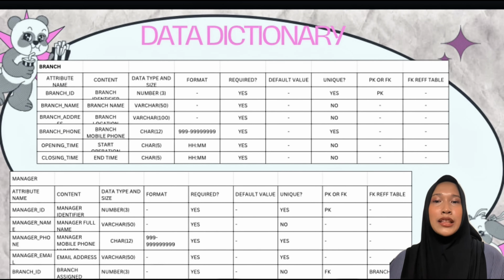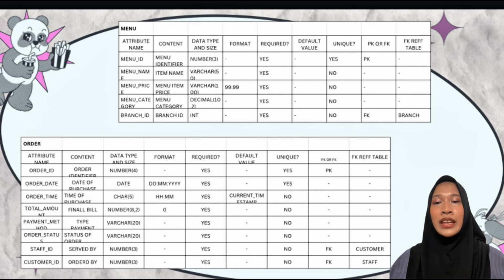Hi everyone, I will now walk you through the data dictionary of our system. This dictionary explains exactly how we store our restaurant's information. The system uses 6 main tables to keep things organized, which are branch, manager, staff, menu, customer, and order. Each table has a primary key, like branch ID and order ID, to make sure no two records are ever mixed up.